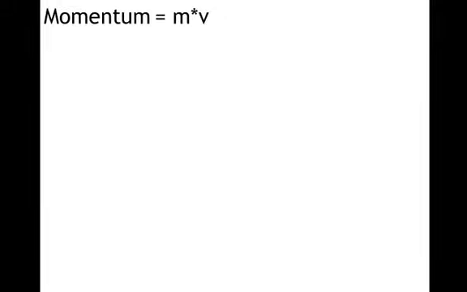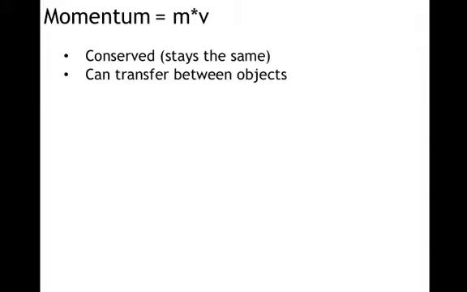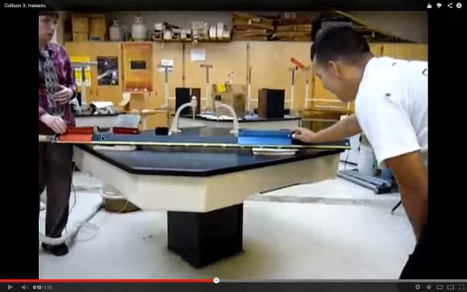Momentum. Momentum is mass times velocity. It can be thought of as how hard it is to stop something. Momentum is always conserved in a system unless something from the outside pushes on it. However, momentum can be transferred from one object to the other in a collision. So here we have 2 carts on a track, a red cart that's moving and has momentum, and a blue stationary cart with no momentum at all.